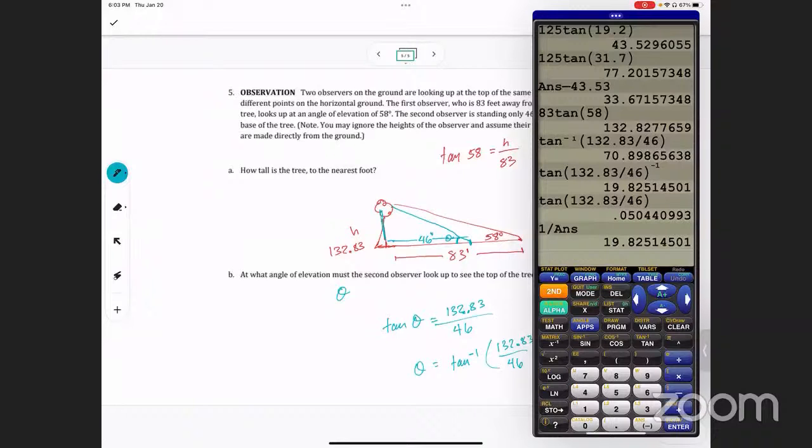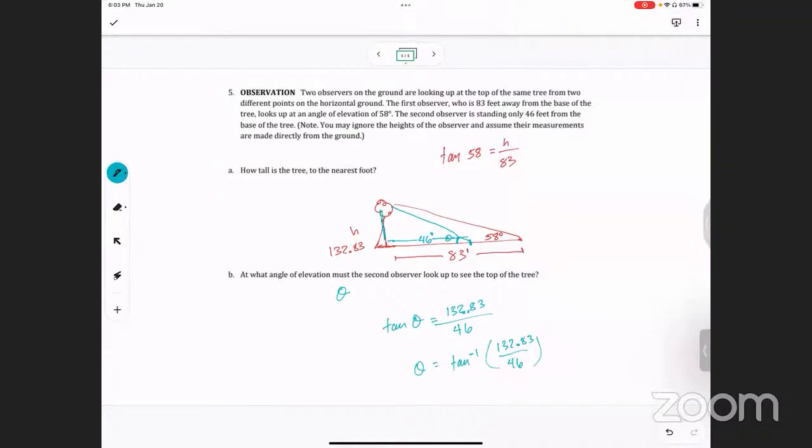This is literally what it means when you see this. It means what angle has a tangent of this. What angle has a tangent of that over that? So it's a totally different thing.